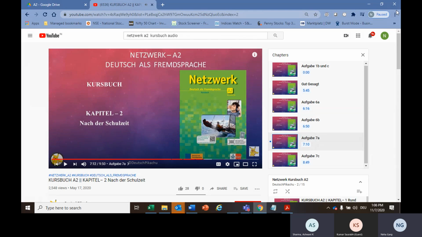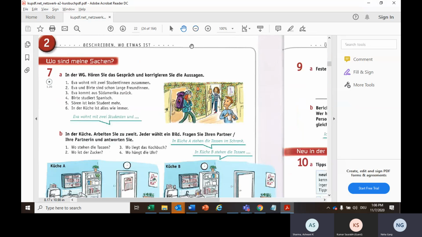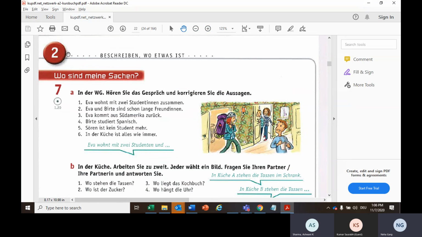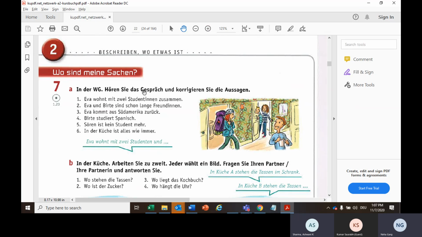Aufgabe 7a. Okay, so now we have to do this particular exercise. Kapitel 2, Aufgabe 7a. Hören Sie das Gespräch und korrigieren Sie die Aussagen. Aussagen as in statements. Here there are some statements given about this female, Eva, and in the conversation she is talking with her flatmates. So we have to listen to the audio, understand, and then correct these sentences. First we have to identify whether these statements are correct or not, and then as per the conversation, we have to correct them.